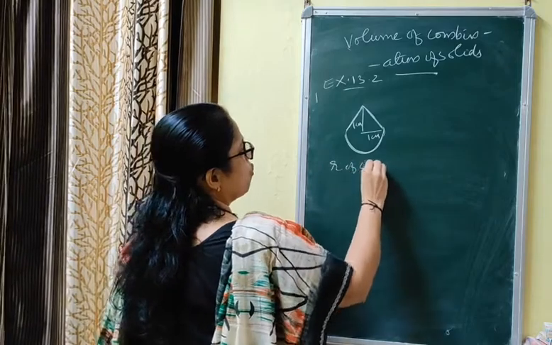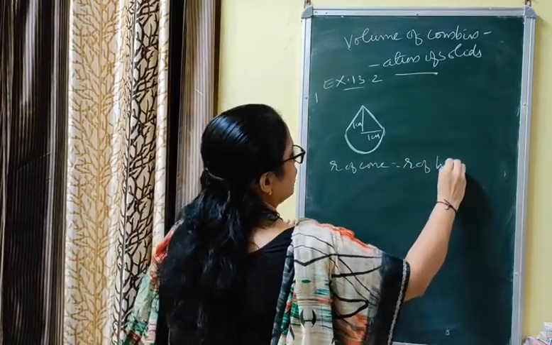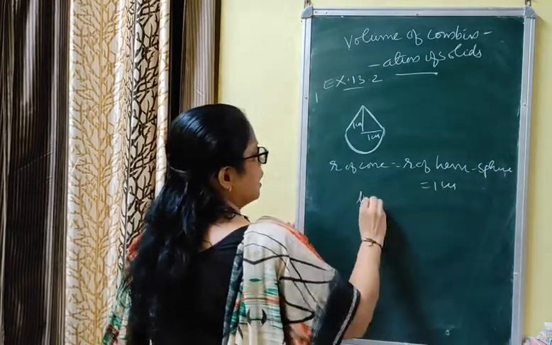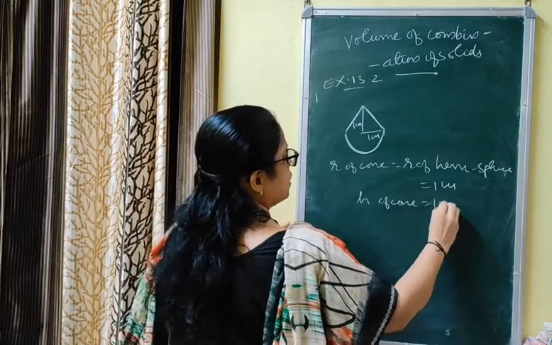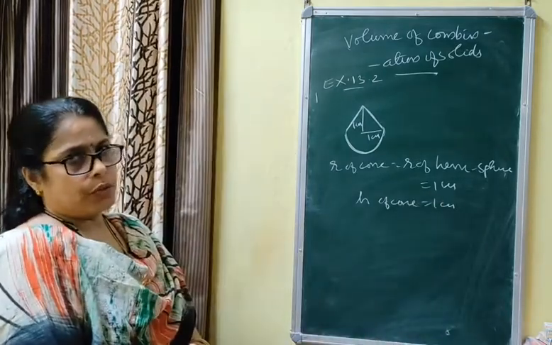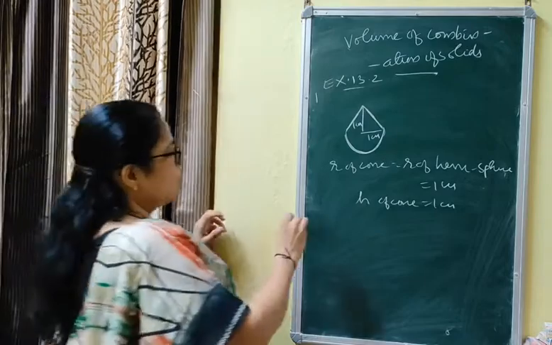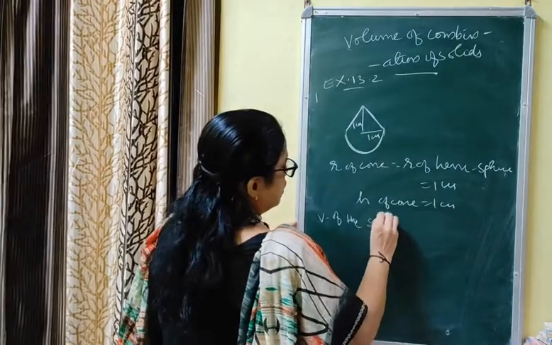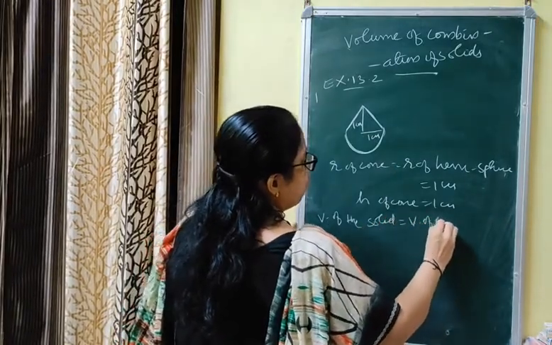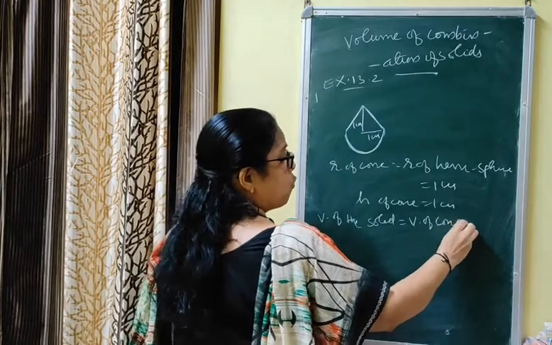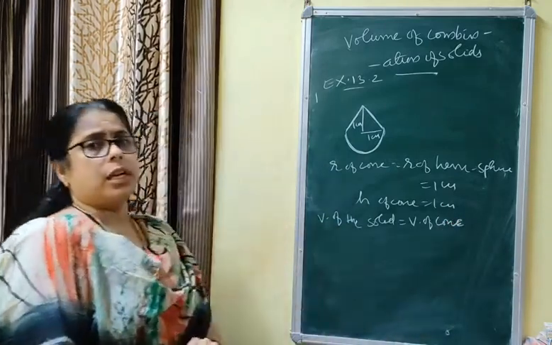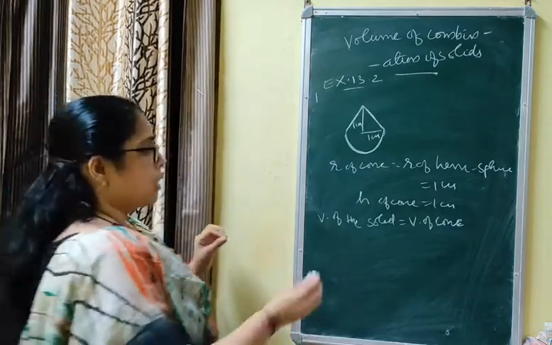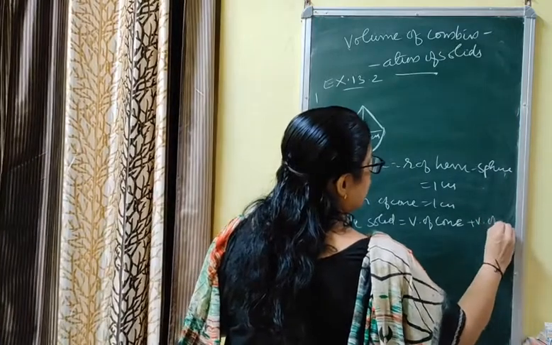Now R of cone is equal to R of hemisphere, equal to 1 centimeter. H of cone is given as 1 centimeter. For finding volume, we need not find the value of slant height. Now volume of the solid is equal to volume of cone plus volume of hemisphere. I told you, whenever volume is asked, add the volumes of all the figures. In surface area, we find the surface area of the surface that is visible.